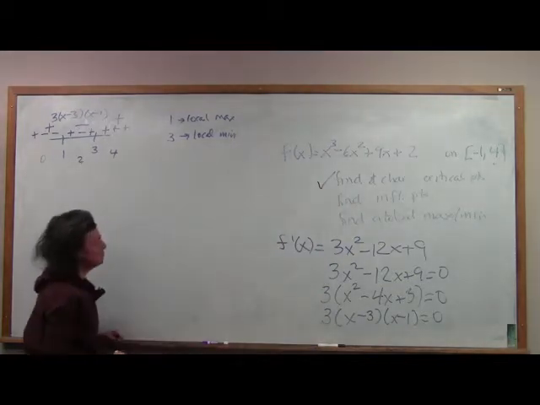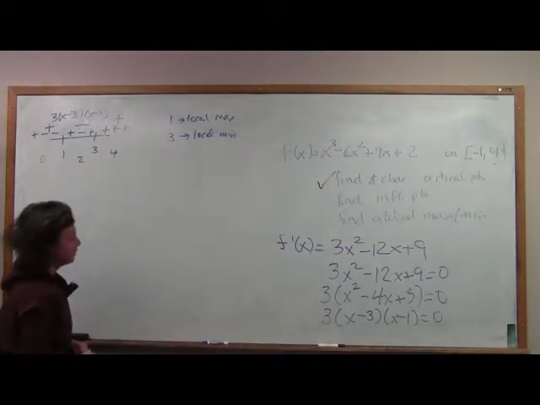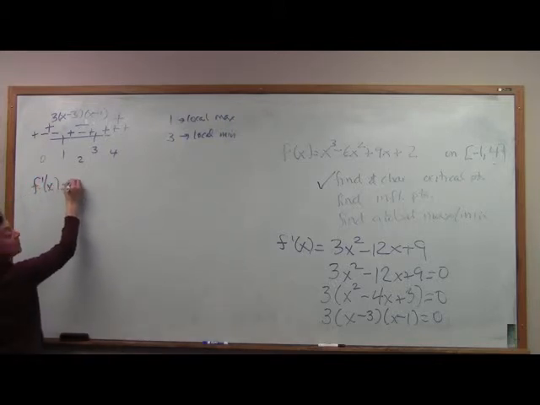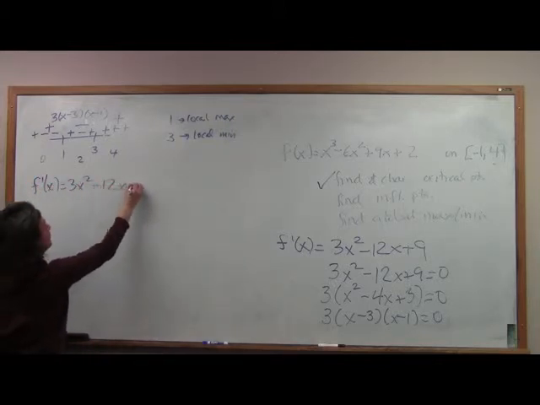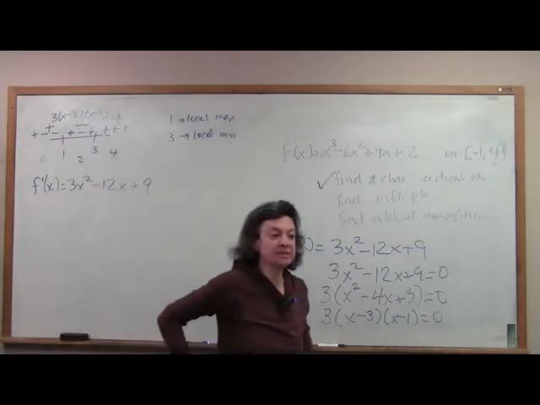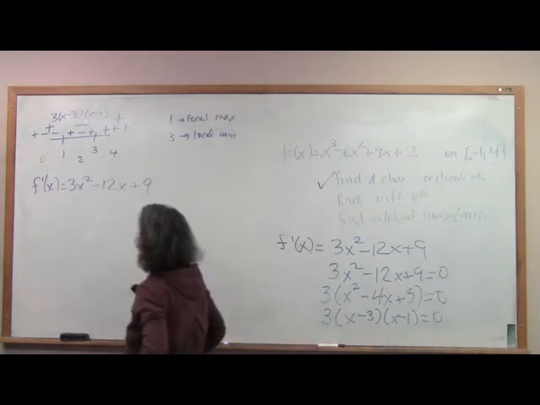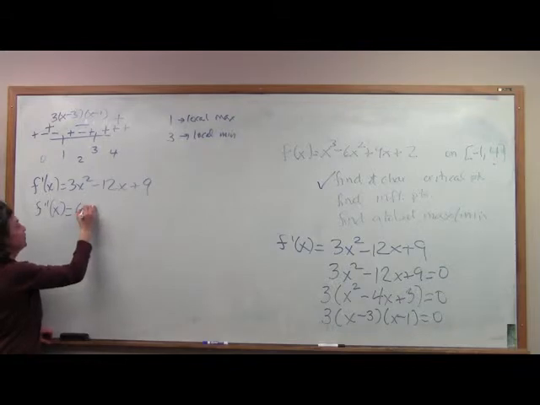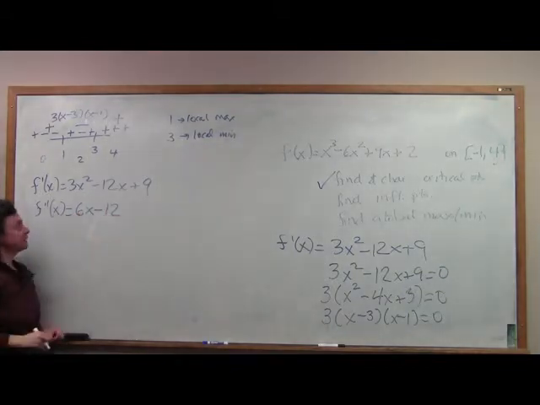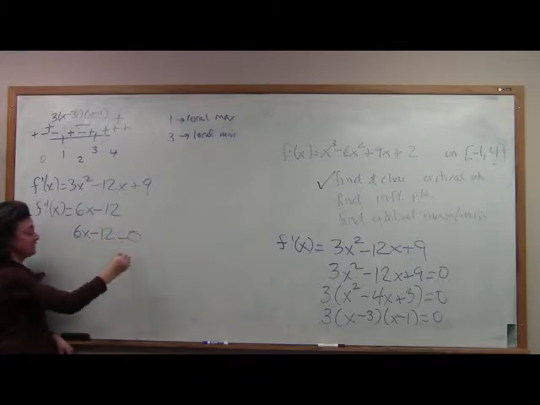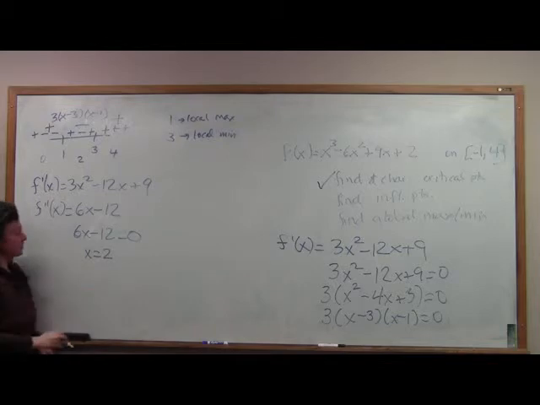Let's find our inflection points. How do you find inflection points? We know our first derivative was 3x squared minus 12x plus 9. To find our inflection points, we take our second derivative and set it equal to 0. Our second derivative here is 6x minus 12. It's pretty simple to set it equal to 0. I think you'll grant me that we get x equals 2.